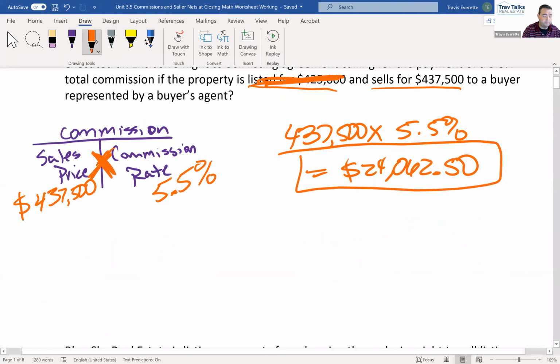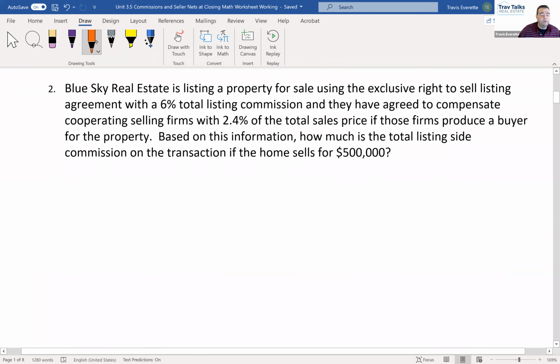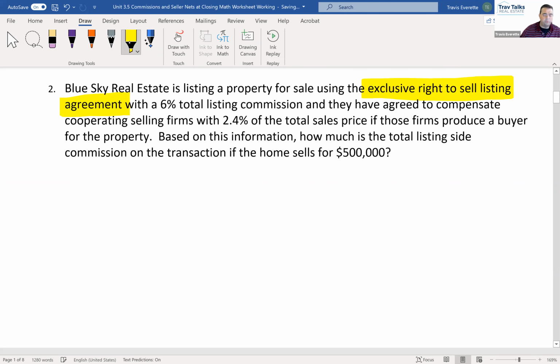Okay. Number two, it says Blue Sky Real Estate is listing a property for sale using the exclusive right to sell listing agreement. Okay, so again, we got an exclusive right to sell listing agreement. So, we know that the listing firm is owed compensation under any circumstances. It's the best type of listing agreement that a firm could hope for. So Blue Sky is listing a property with an exclusive right to sell listing agreement with a 6% total listing commission, and they've agreed to compensate cooperating selling firms with 2.4% of the total sales price.